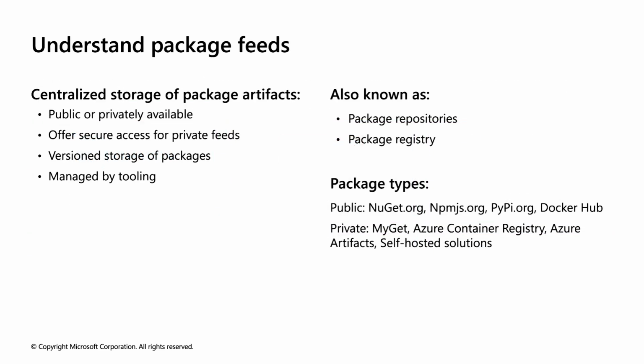Package feeds are centralized storage locations for software artifacts. We can think of them as organized libraries where developers can find, share, and manage reusable code components. These feeds can be public, like NuGet.org, npmjs.org, or PyPI.org, or Docker Hub, which are open to everyone. Or they can be private, such as MyGet, Azure Container Registry, Azure Artifacts, and other self-hosted solutions. These offer secure access for specific teams or organizations. By storing packages in these repositories, we ensure that the right versions of the dependencies are available and can be managed efficiently, reducing the risk of compatibility issues and streamlining the development process.